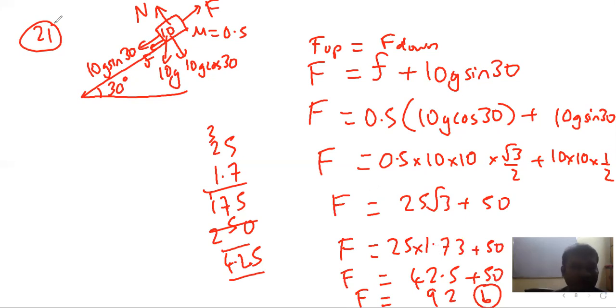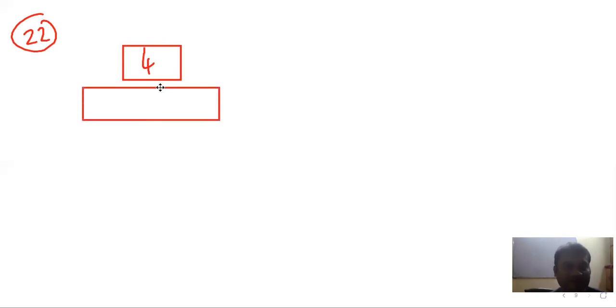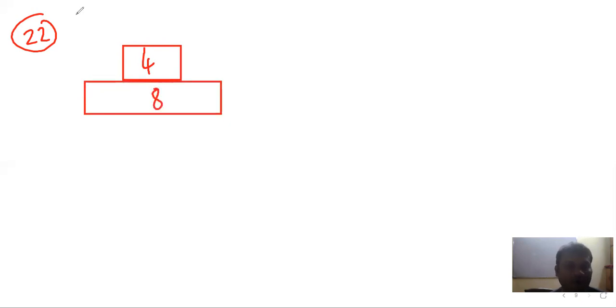Now, moving on to the next question, which is question number 22. We have a block, so consider this as a block having mass 4 kg. It is placed on top of an 8 kg block. So we have another block in this case whose mass is 8 kg, as shown in the diagram. And this two-block system is placed on a horizontal ground as shown.